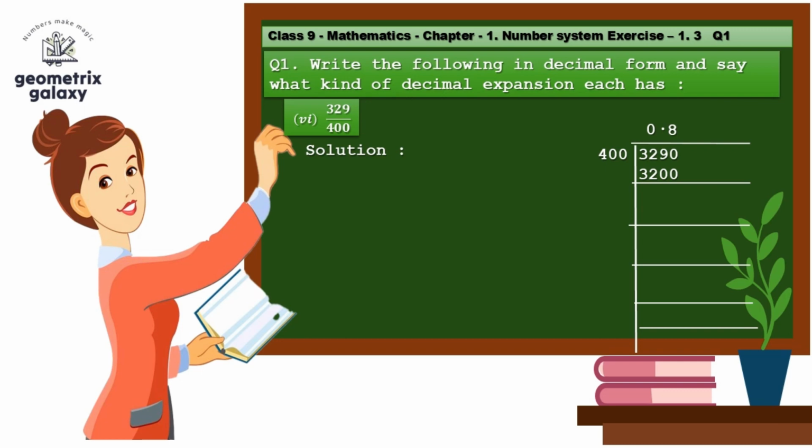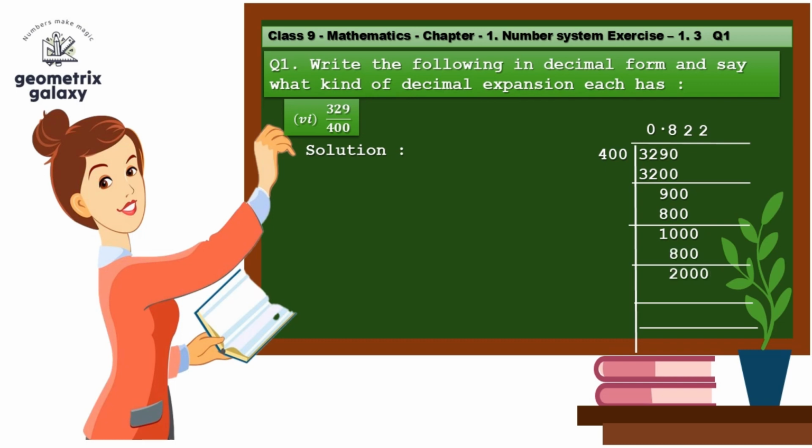Now add one 0, it becomes 900. So 400 into 2 will give you 800. 900 minus 800 is 100. Now add one 0, it becomes 1000. Again 400 into 2 gives us 800. So subtracting 800 from 1000 gives us 200.